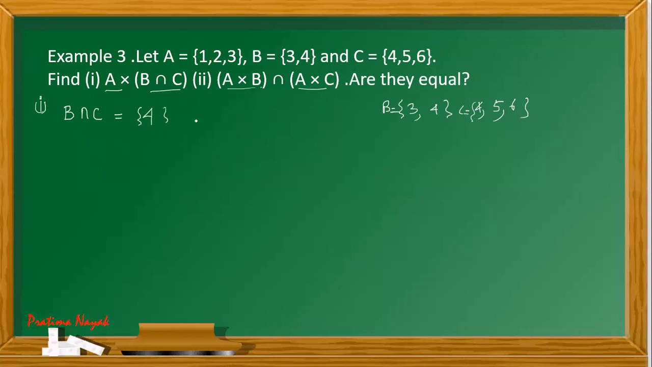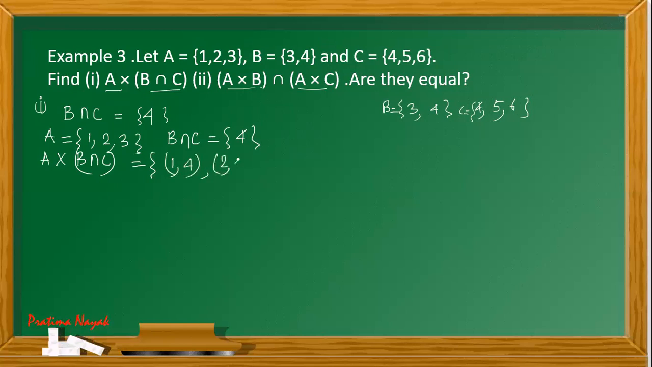Next, A is {1, 2, 3} and B intersection C is {4}. I'll write their Cartesian product. A product (B intersection C) will be (1, 4) first pair, (2, 4) second pair, (3, 4) third pair. Will there be any other pair? No. So this is your part 1.